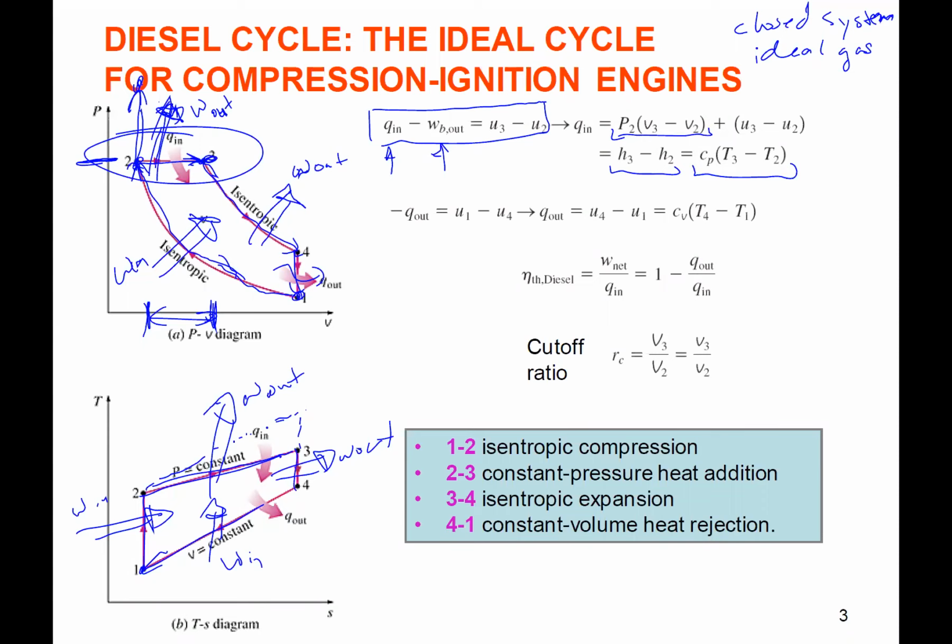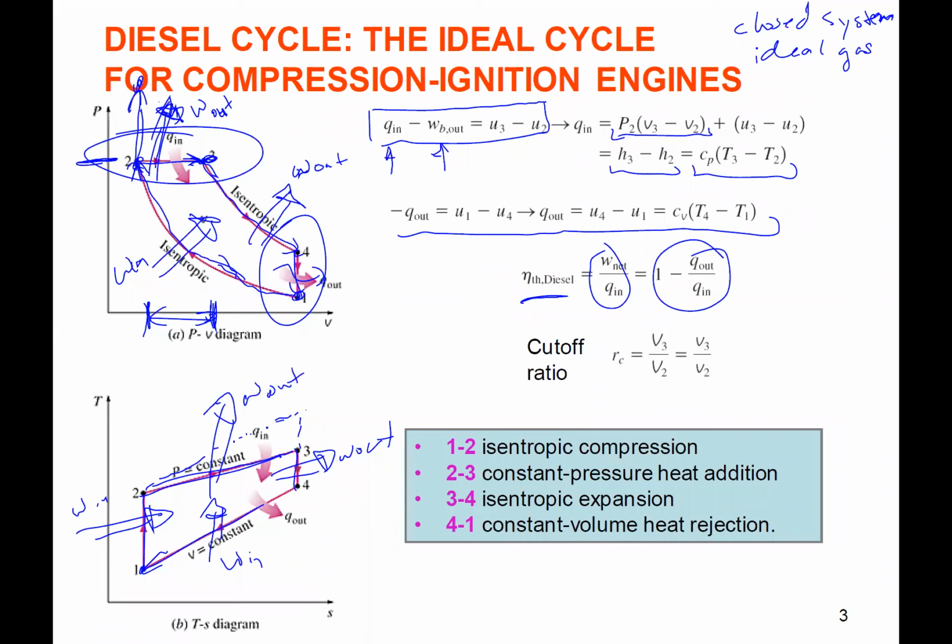Okay. Heat out is still the same as we had in the Otto cycle. It's at constant volume, so you just have heat transfer. Okay. So the thermal efficiency is still work net over Qin, or 1 minus Q out over Qin.